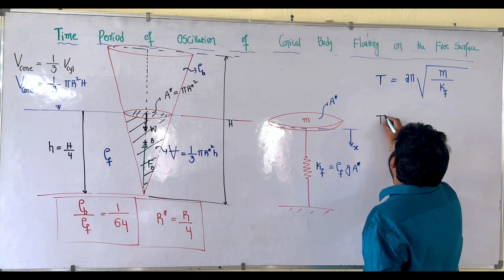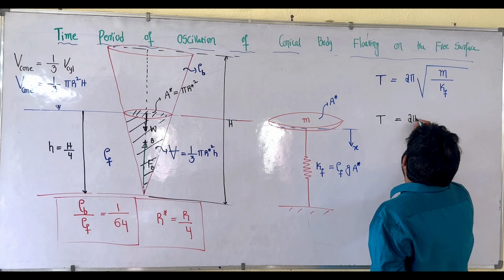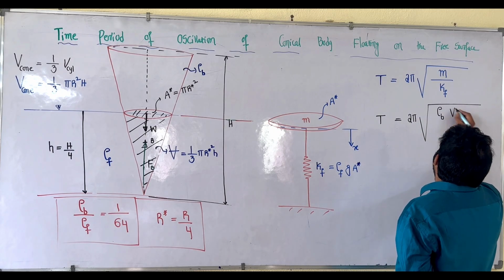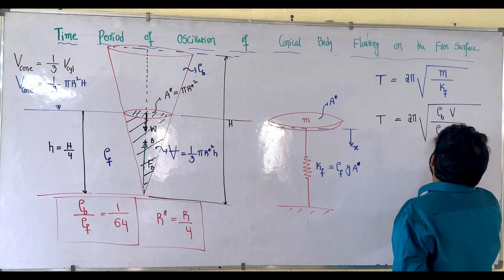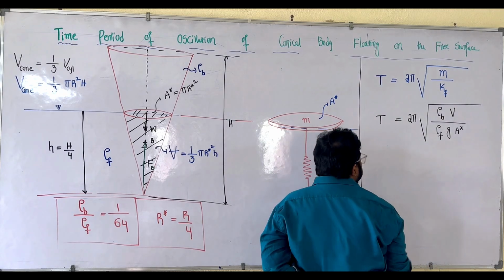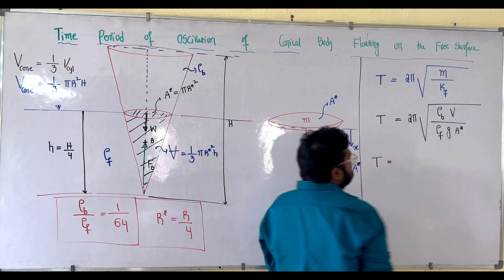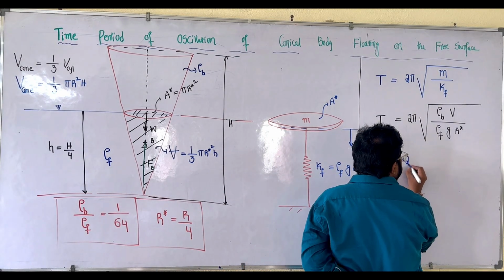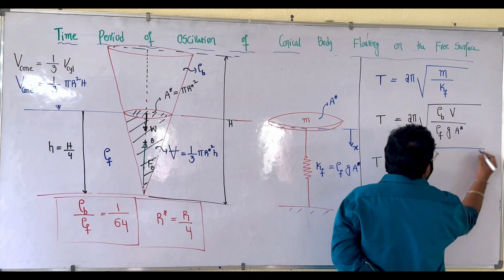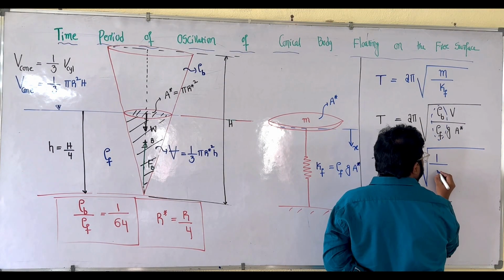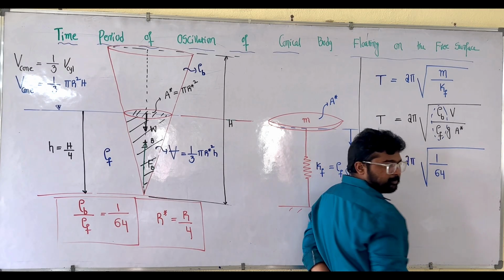T equals 2 pi into, how to write m? Density of the body into volume of the body, by density of the fluid into g into A star. Time period of oscillation T equals 2 pi square root of density of the body by density of the fluid, which can be replaced with 1 by 64. Clear?